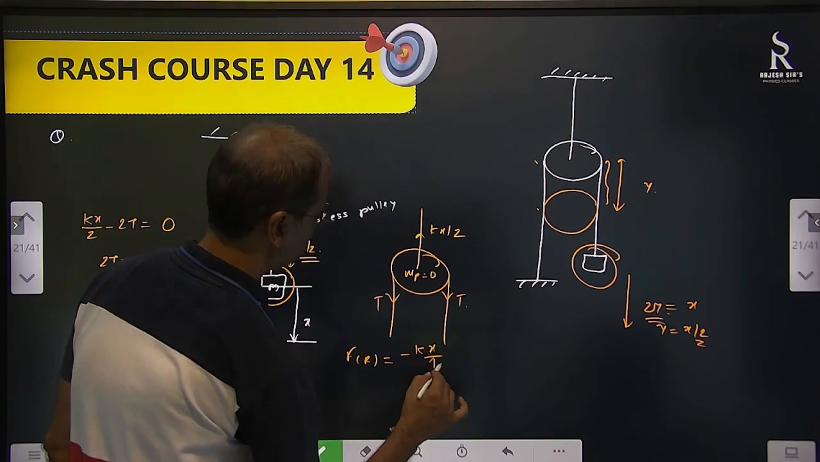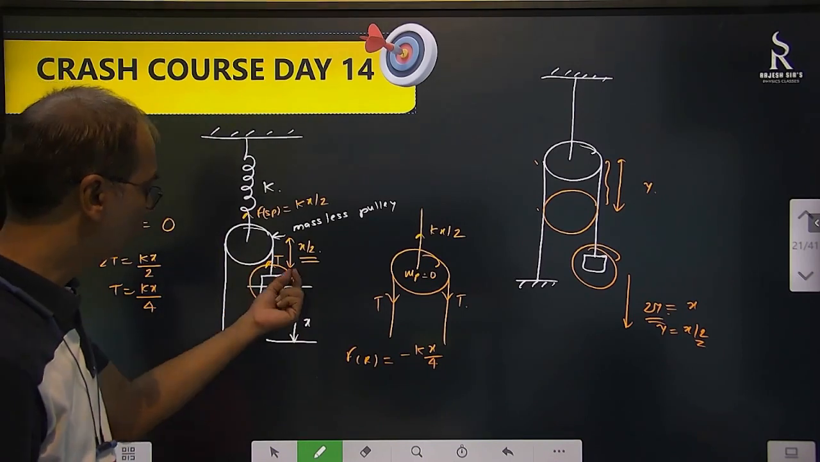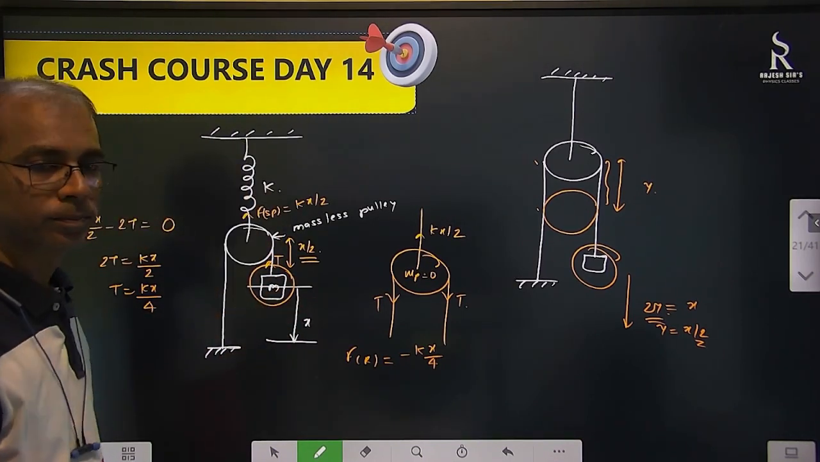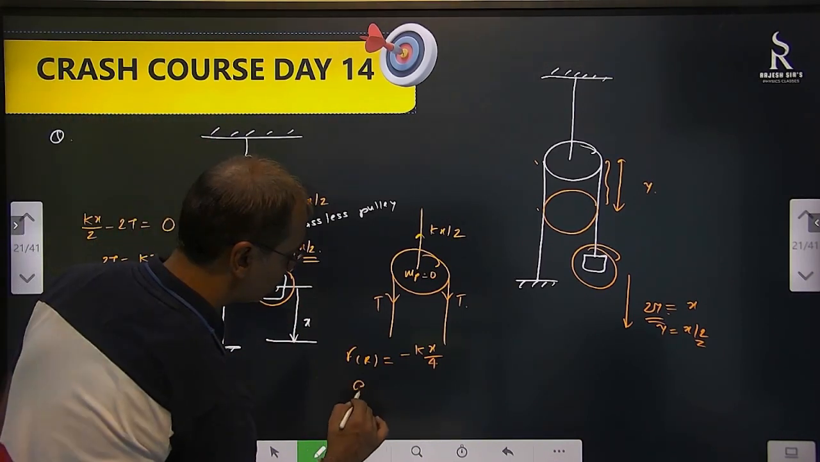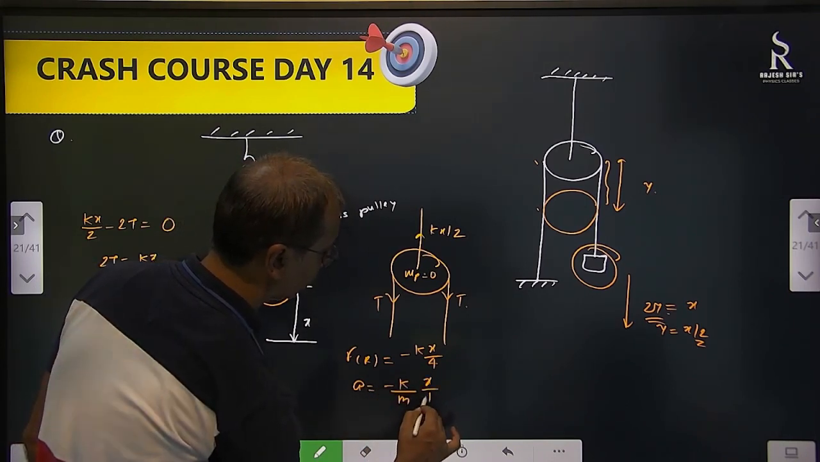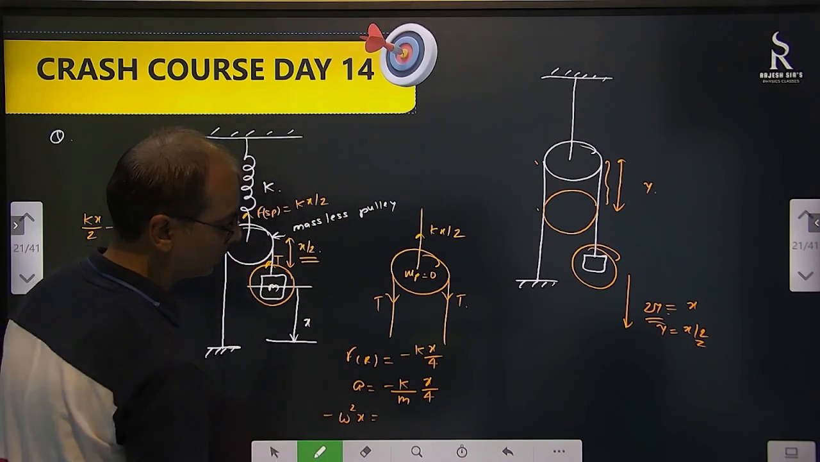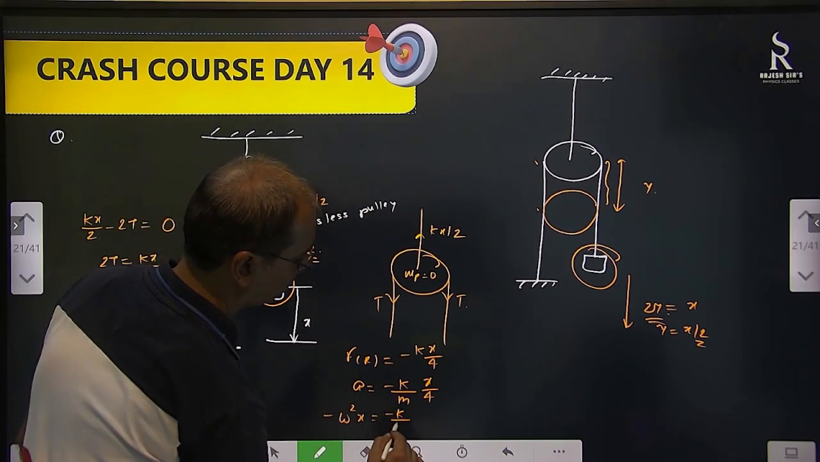Why minus? Restoration, opposite to the displacement. You brought it down, it is taking it up. Then acceleration is minus k by m, x by 4. Then write this as minus omega square x because you displaced it by x. So minus k by m, x by 4.